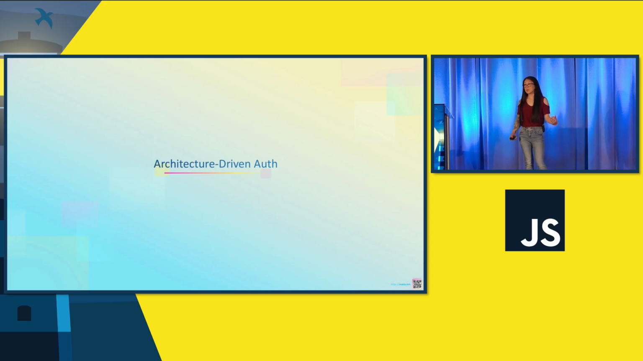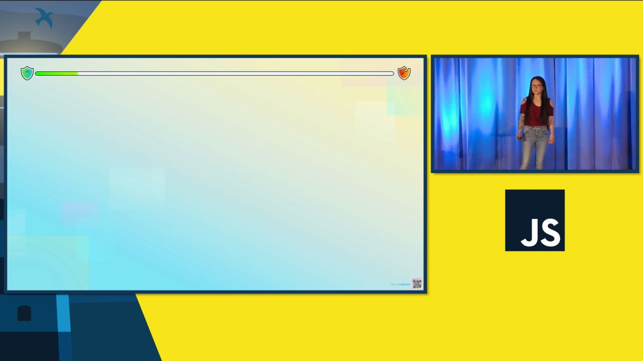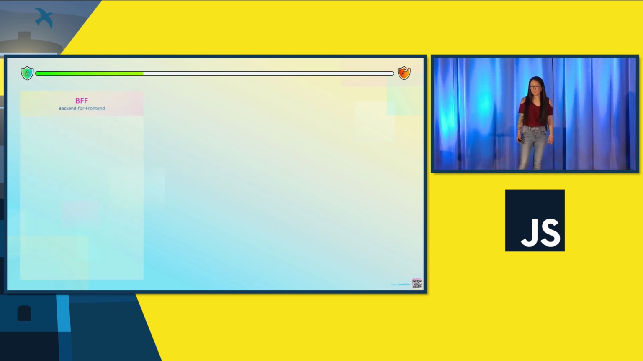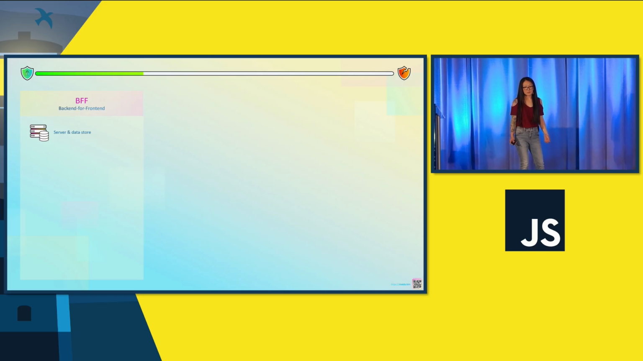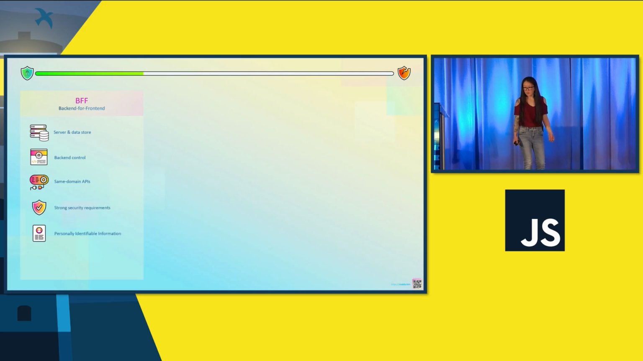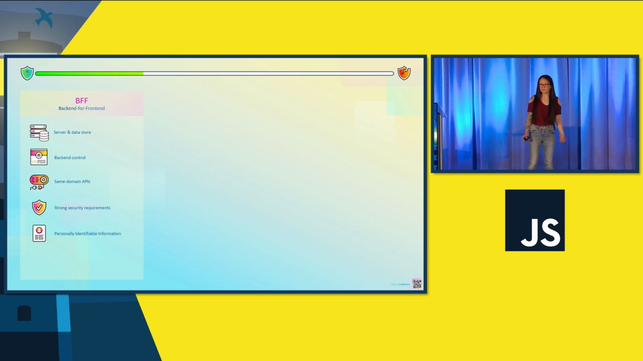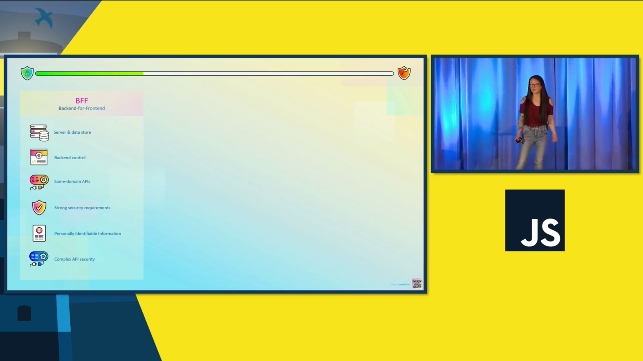So now that we know the auth lifecycle for each architecture, we can choose the right one based on our own security needs and infrastructure. Backend for frontend is the most secure and is the recommended architecture. So you should always use backend for frontend if your frontend runs on a server and a code executing backend, you have same domain APIs, strong security requirements, or you're storing business critical or personally identifiable information, and or you need to make authorized calls to external APIs.